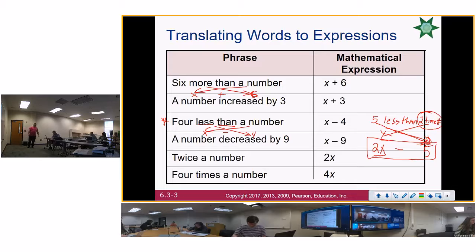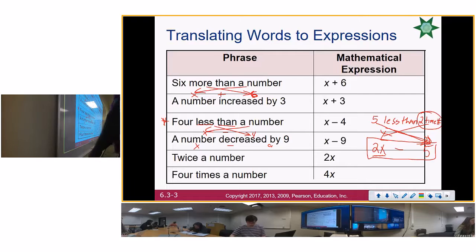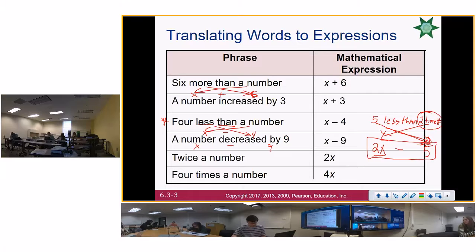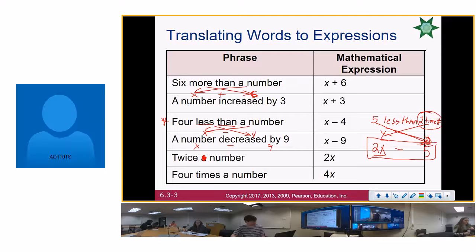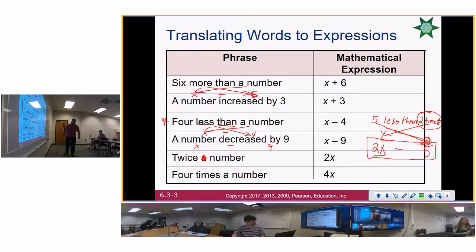A number decreased by 9. That one you don't have to crisscross, because this one's x, and this one's minus, and this is 9. You don't have to worry about the crisscross with that. Twice a number, multiplication. I tell students, make that a big multiplication symbol. Twice a number, and then 4 times a number. You can make a dot, or an asterisk, or an x. Just change that a to a multiplication symbol.